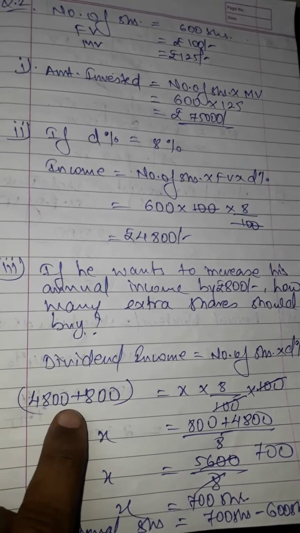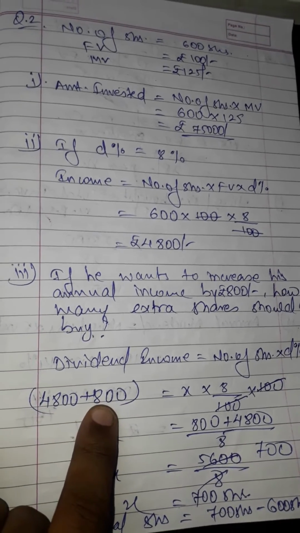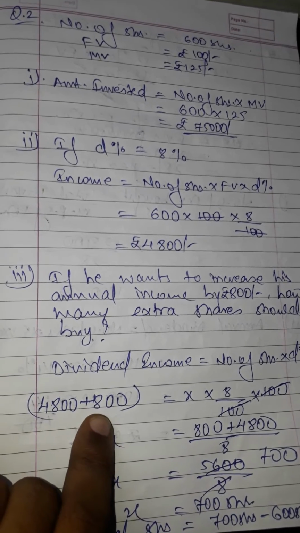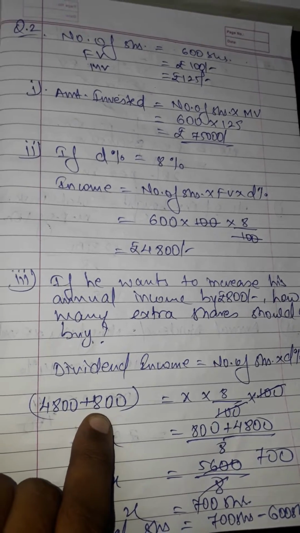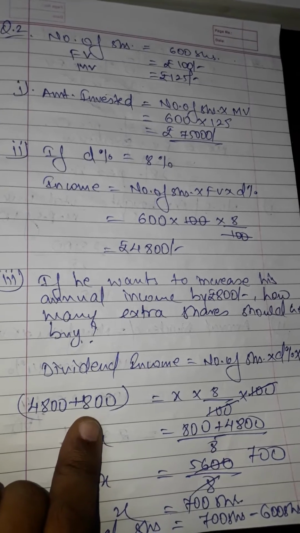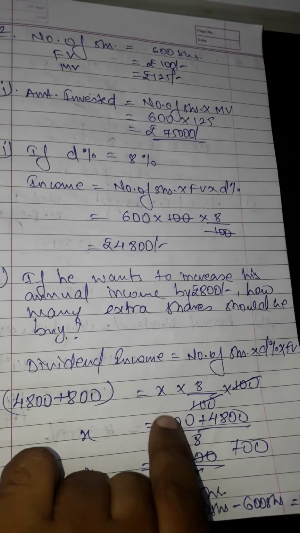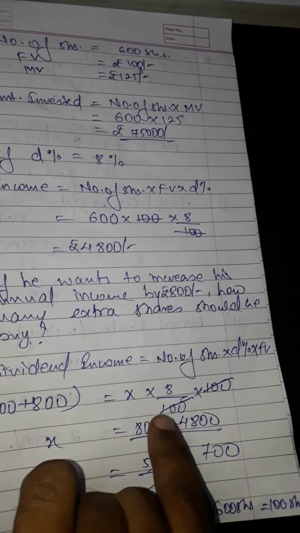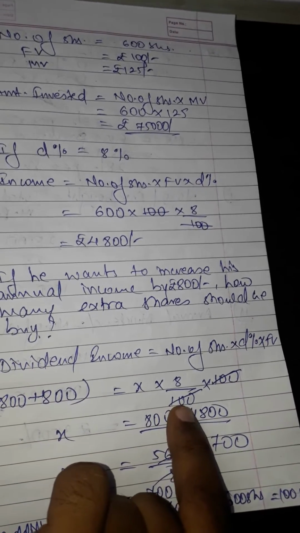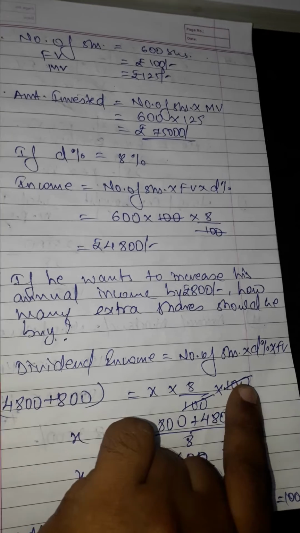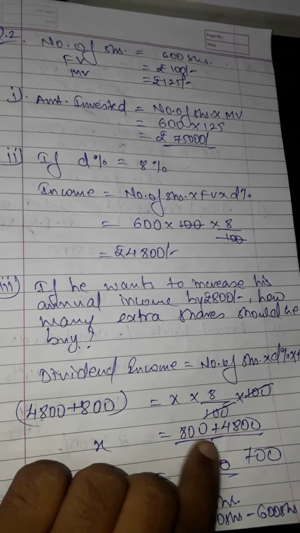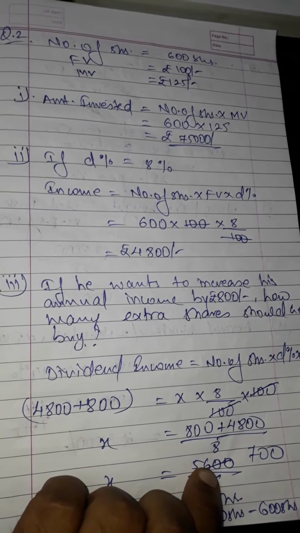Always add if it is asked increased by, and subtract when it is said decreased by. Number of shares is missing in this condition. D% is already given 8%, that is 8 upon 100. Face value is 100, 100 cancel. 4,800 plus 800, which comes to 5,600.